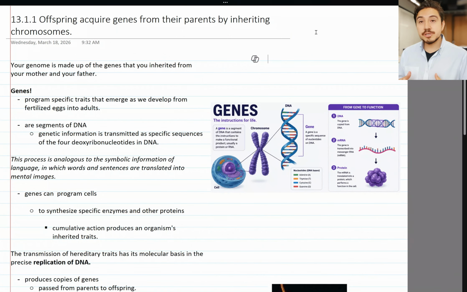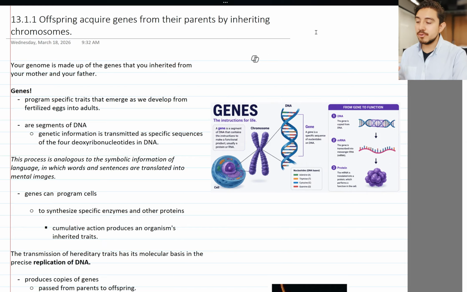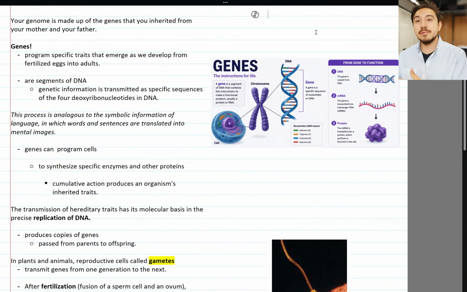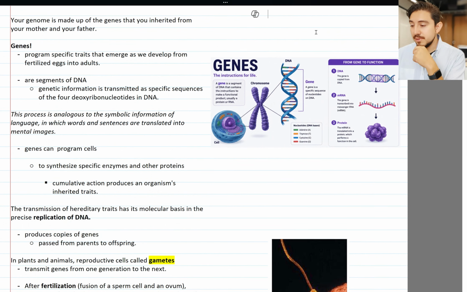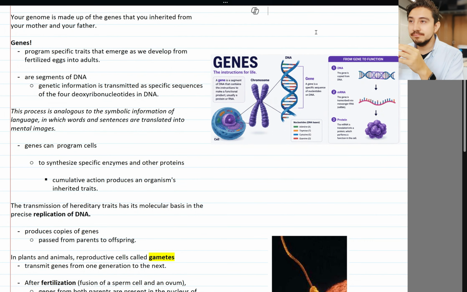Okay. So section 13.1, offspring acquire genes from their parents by inheriting chromosomes. There's a lot of terminology we need to go over. And one of the main things we need to talk about are genes and the genome. So the genome is essentially all the genes that we're comprised of, right? The sum of all our genes in the individual. And we get these genes from our parents, right? Half from the mother, half from the father. And that creates the genome.